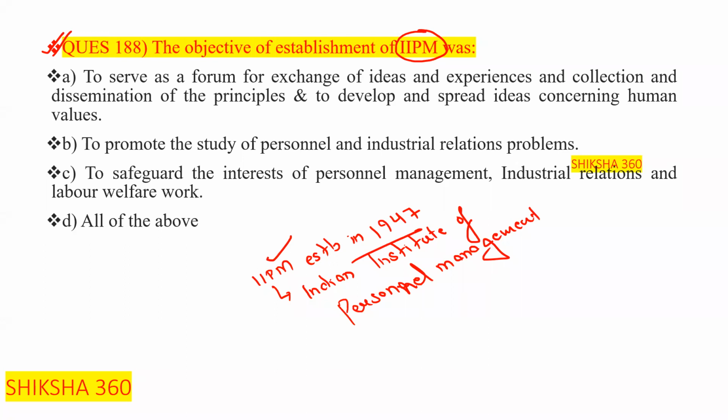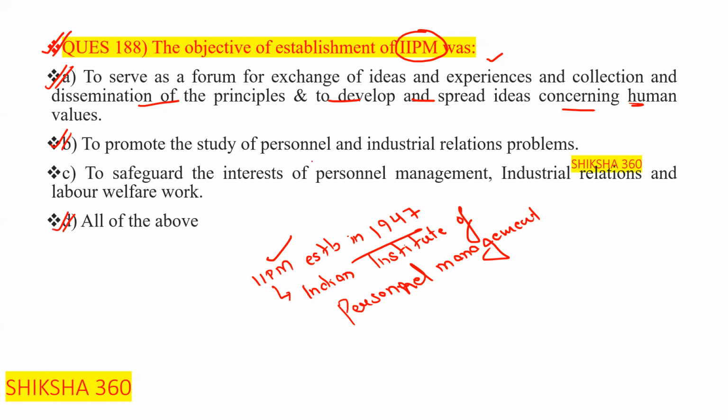So what is the objective of the establishment of the IAPM? First one is to serve as a forum for exchange of ideas and experiences and collection and dissemination of the principles and to develop and spread ideas concerning human values. This one is correct. Second one is to promote the study of personal and industrial relation problems. This one is also correct. So two options are correct, so option number D is the answer.